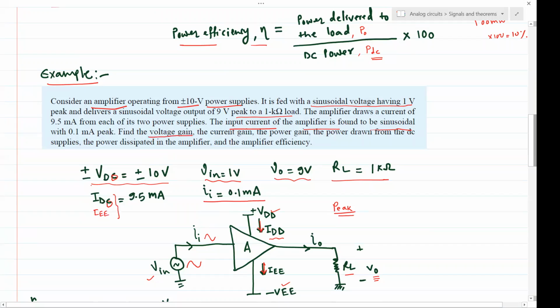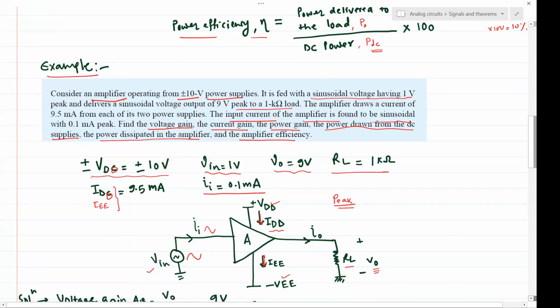To find the voltage gain, current gain, power gain, power drawn from the DC supply, and the power dissipated in the amplifier, and finally the power efficiency. We've just covered the formulas, and we've got the basics clear with these. So let us solve this one by one.